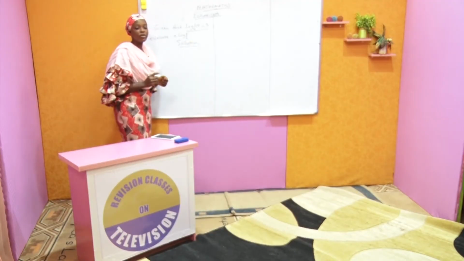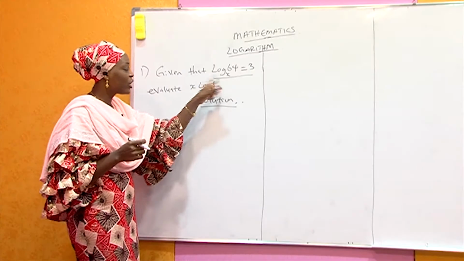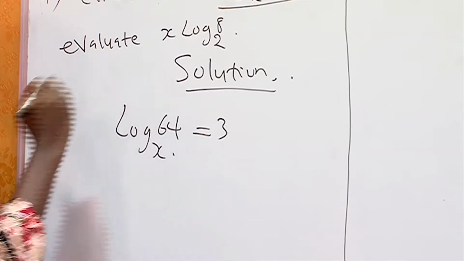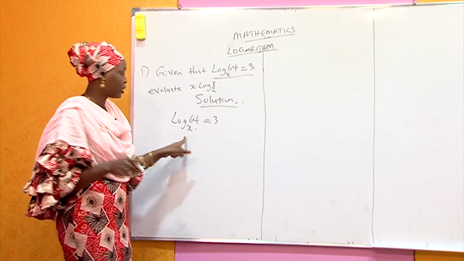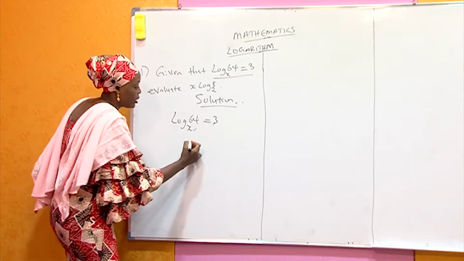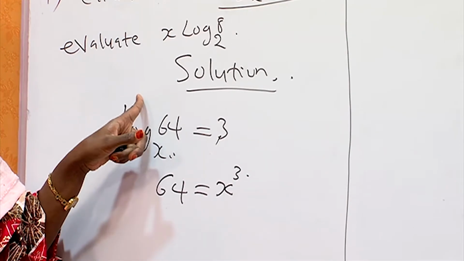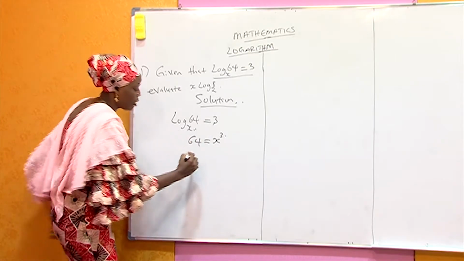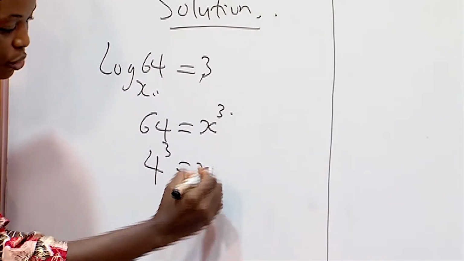I also like to remind us that there's a relationship between logarithm and indices, where a logarithmic function is changed to an exponential function. Looking at this question, we have log 64 is equal to 3. The log is in base x. We can change this logarithm to become an exponential function. That is, the base of our log will come here. We have 64 equals x raised to power of 3. You see, from this log, it has been changed to an exponential function. Now, we know that 64 can be 4 raised to power of 3. 4 raised to power 3 is the same thing as 64, which is equal to x raised to power of 3.